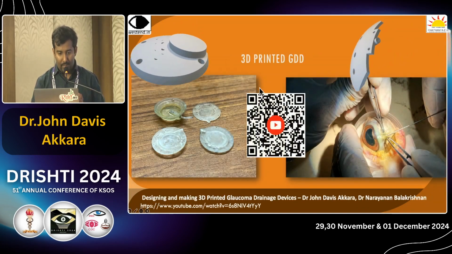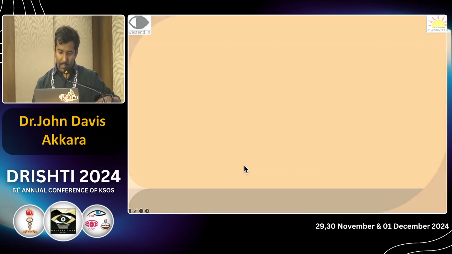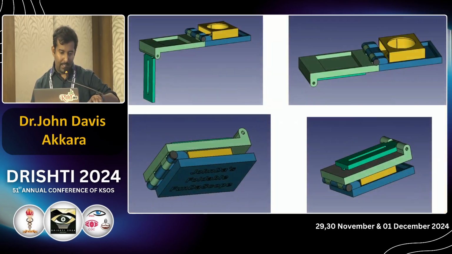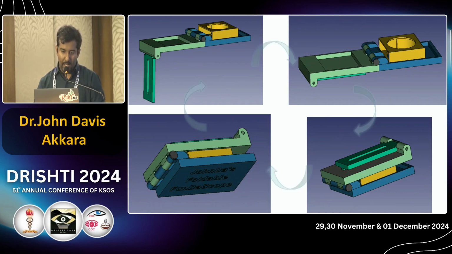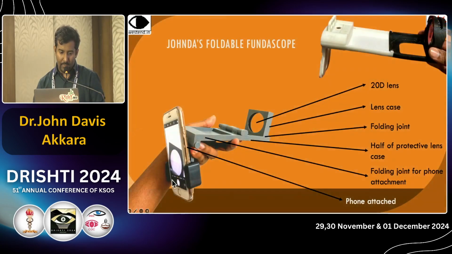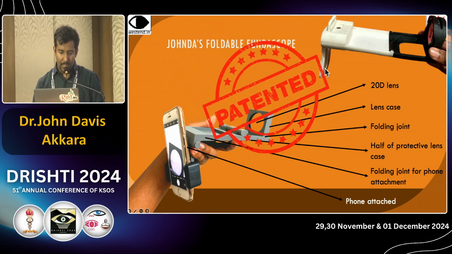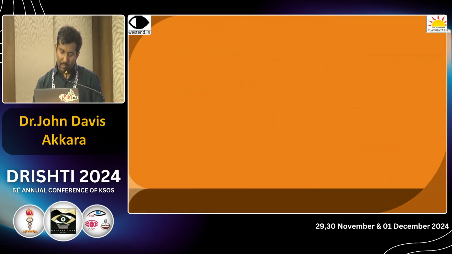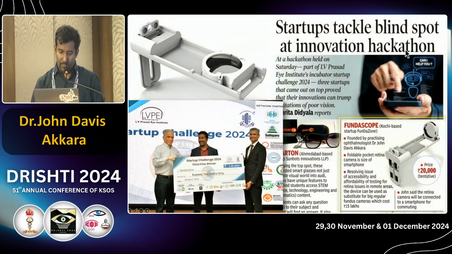This is a 3D printed glaucoma drainage device which can be used for designing new devices as well as for practicing in wet lab. This links to the video. And this is the foldable fundoscope. So I'll just quickly go through this. So this is how I designed it, and this is how the first 3D printed version looked like, and this is what a later version with embedded illumination and magnetic docking looks like. So this is now patented, and it is in the process of getting it out.